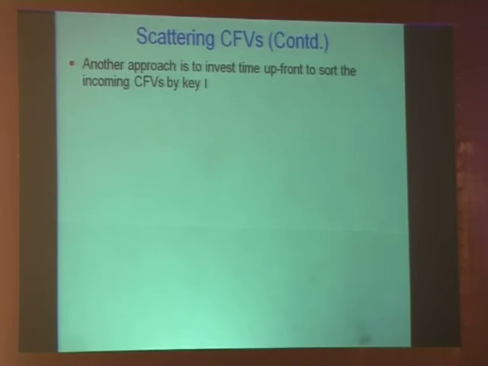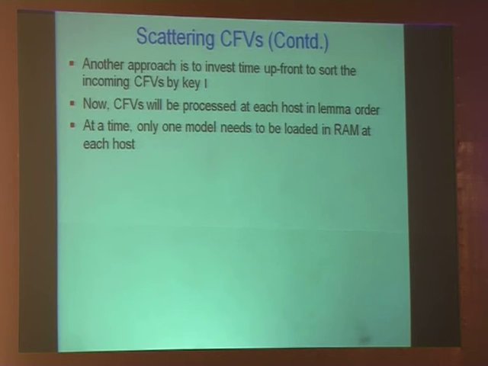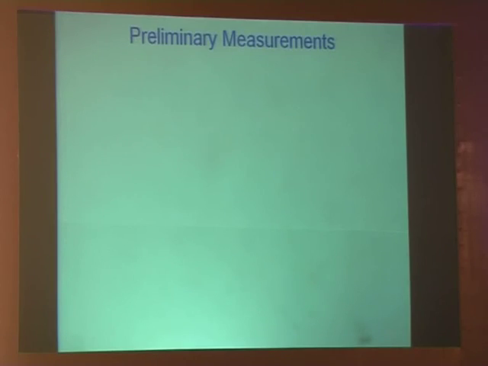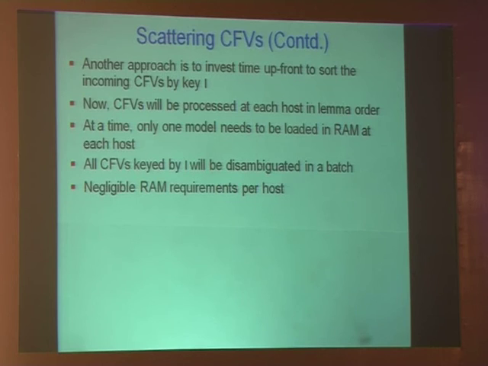Another approach is to invest time upfront and actually sort the incoming CFEs. The advantage that we get from this is that all the CFEs will be processed at those hosts in lemma order. That is, only one model needs to be loaded in RAM at once, and all the corresponding CFEs will be disambiguated in a batch. So it will lead to negligible RAM requirement, since we are loading up just one model at a time. So I mean, this looks quite favorable to us.